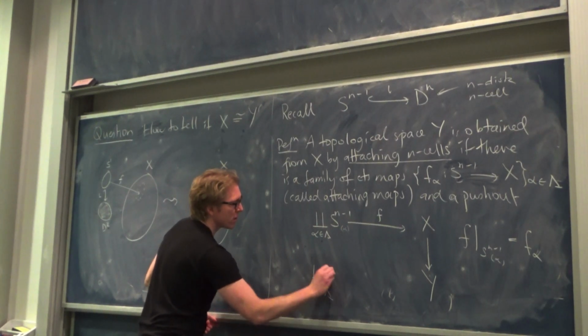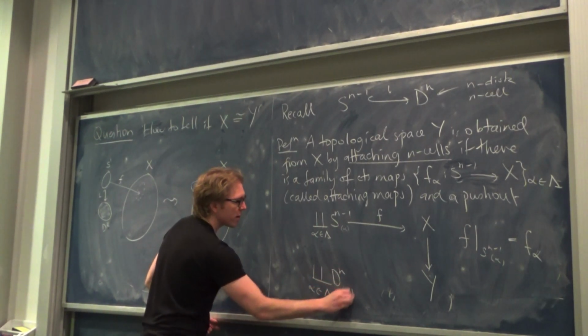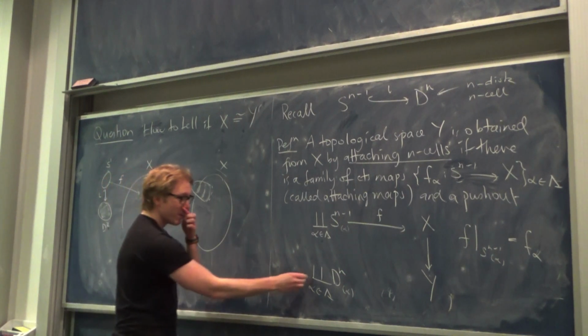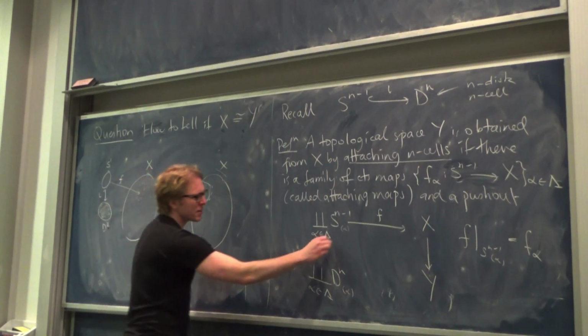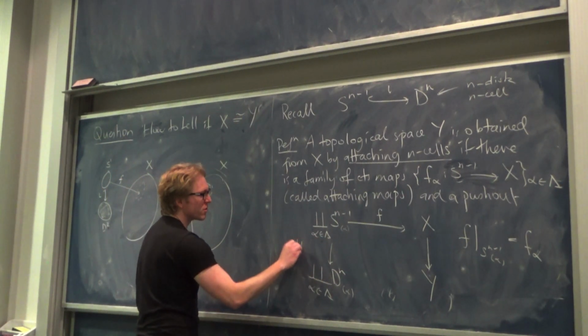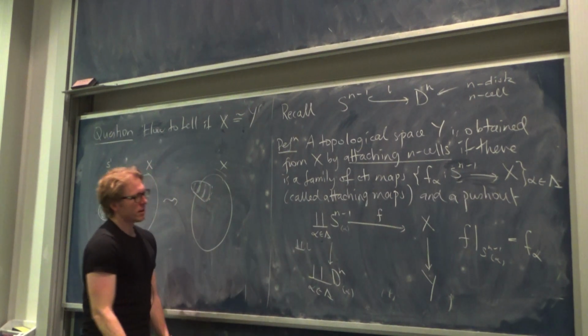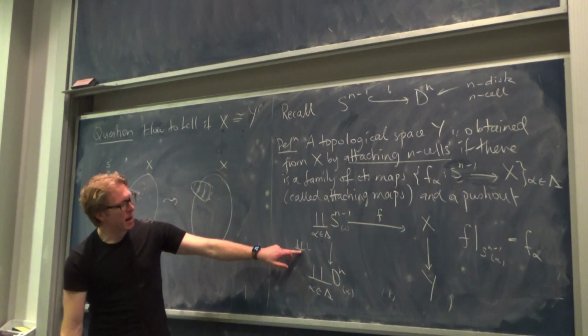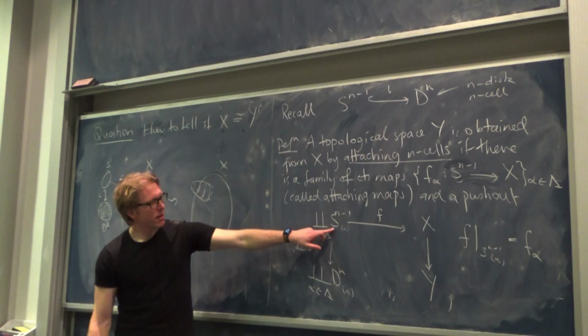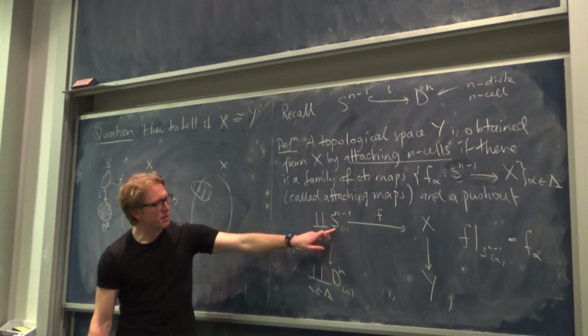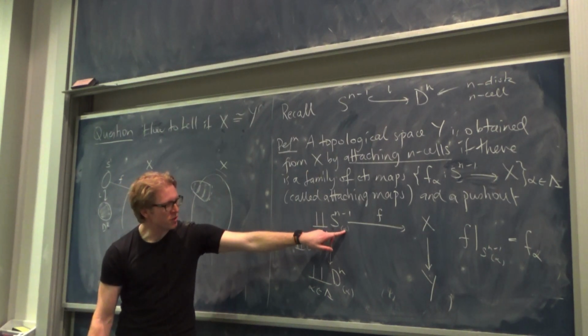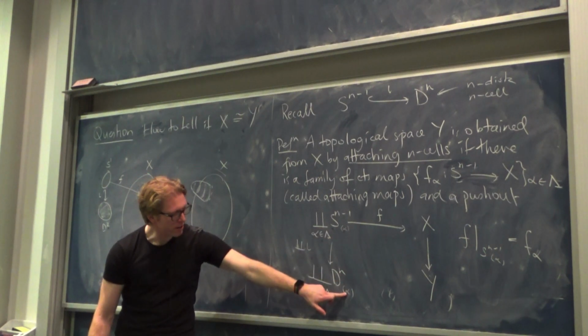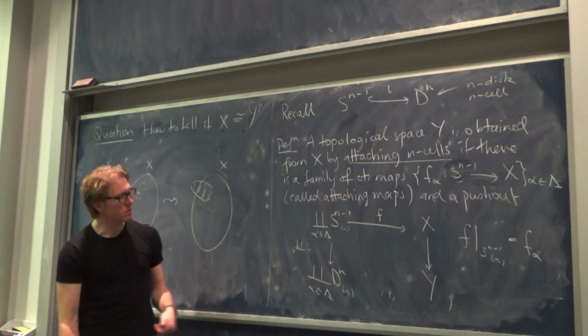And here I put, again, a disjoint union of copies of the n disk. Then this map here, let's just call it the disjoint union of the iotas. This is the map which, when restricted to the copy of the n-1 sphere corresponding to alpha, is just the inclusion of that copy into the copy of the n disk labeled by alpha. So that gives you a continuous map.